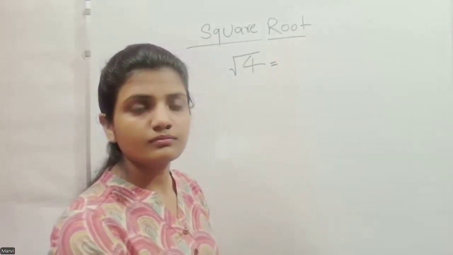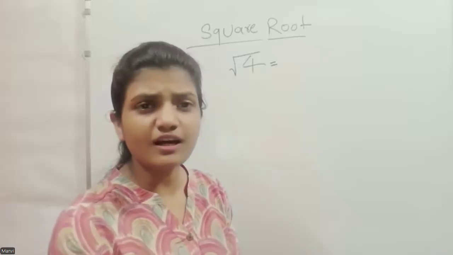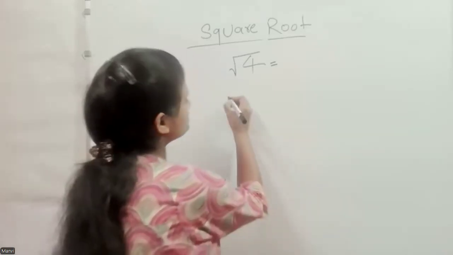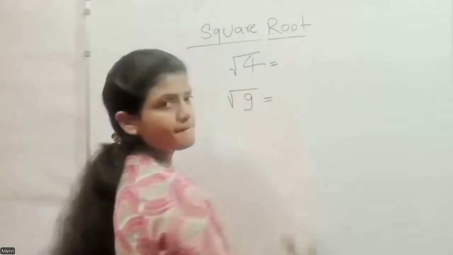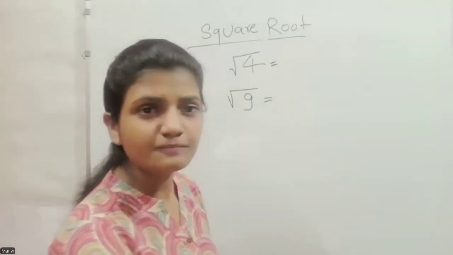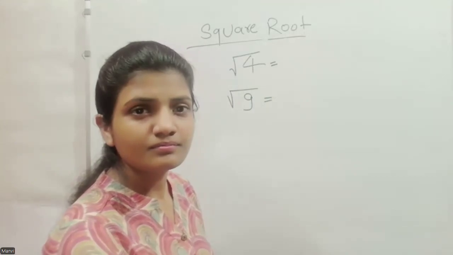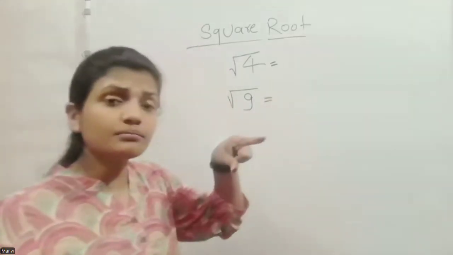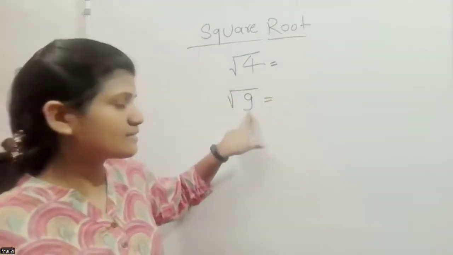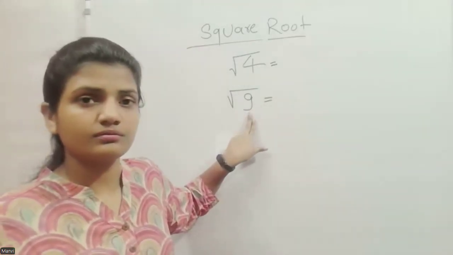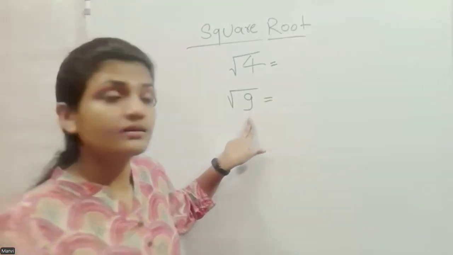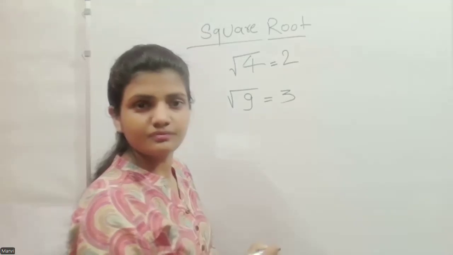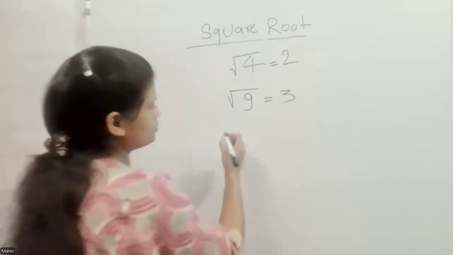So if I ask what is the square root of 4, you need to think what number we multiply with itself so that our answer becomes 4. The answer is 2. Jessica, did you get my point? So what is the square root of 9? If I ask any question, you need to think what number multiplied by itself gives this answer. 3 times 3 is 9. So the square root of 9 is 3. The square root of 4 is 2.